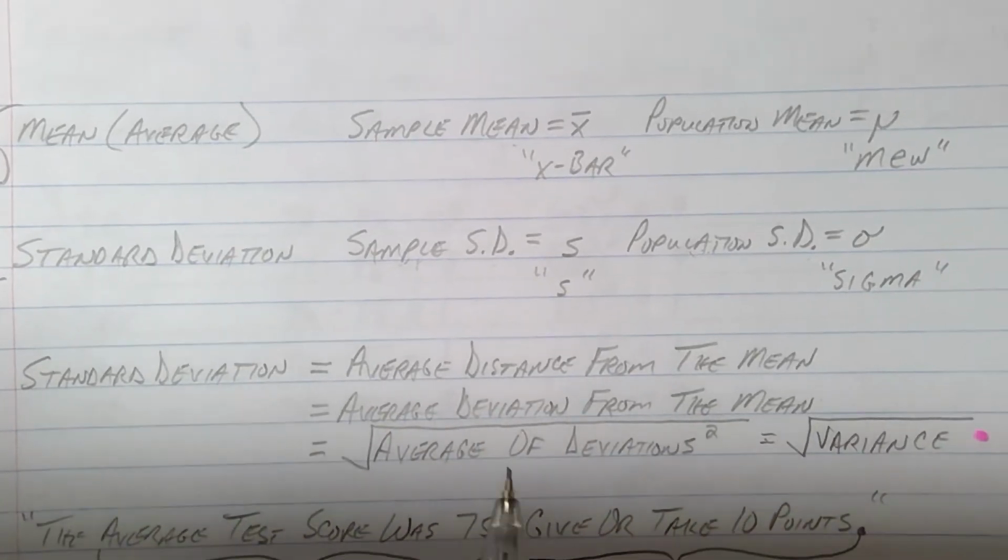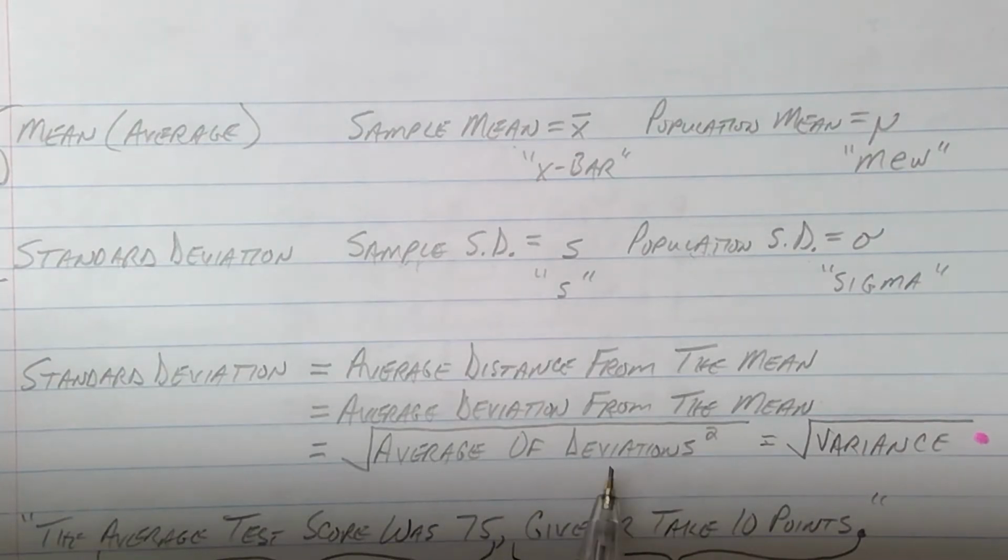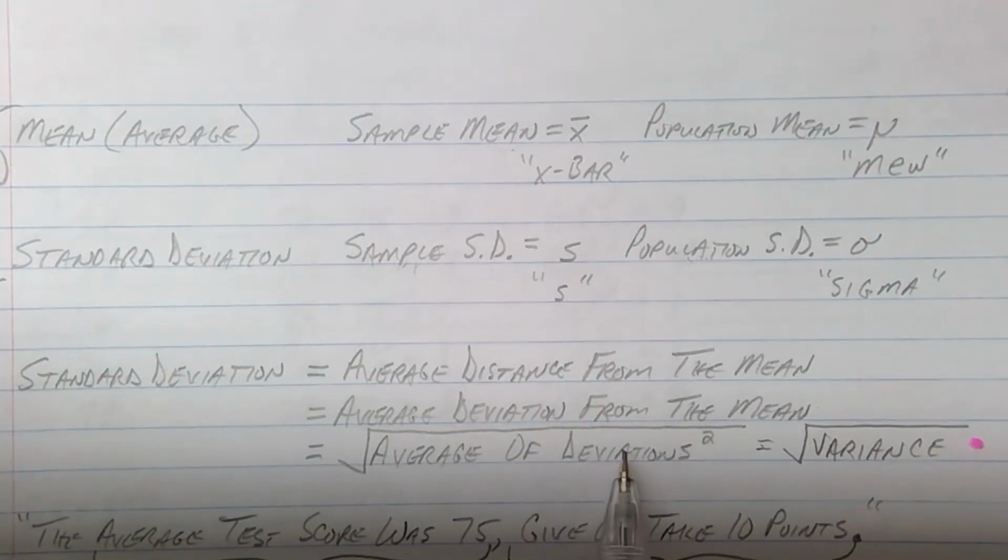Now, I'll show you later that we have to square that average of those deviations. We have to square the deviations and then average those. We'll see this in just a minute when we calculate this by hand. But when I average all of those squared deviations, that's called the variance.